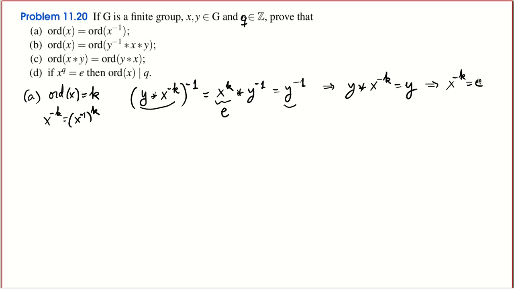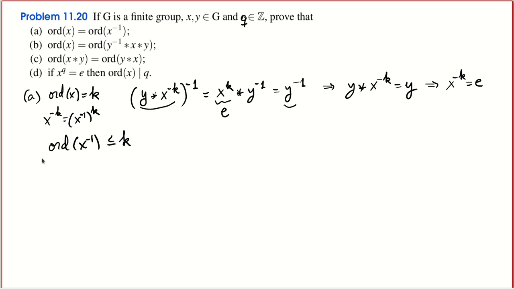Okay, what this is saying is that the order of x to the minus 1 is smaller than or equal to k, right? Because if we raise it to k, then we get the identity. But the order must be the smallest such k. So this is a k for which this is true, but we're not sure whether this is the smallest. So the order should be some number at most k, a number which is k or smaller than k.